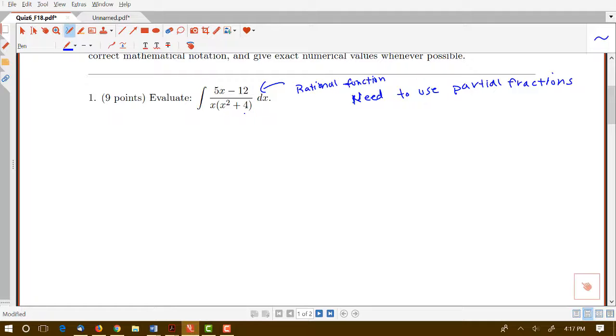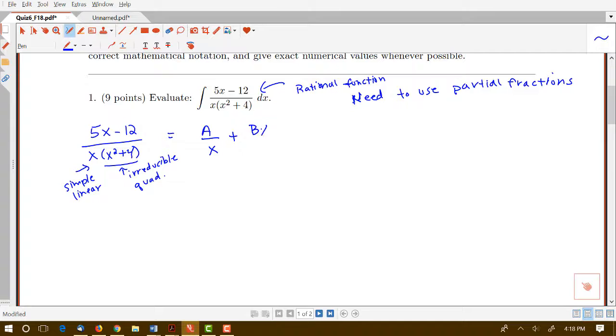What we want to do is take this integrand out here separately and say, okay, (5x - 12) over x times (x squared + 4), which has this simple linear factor x, and then this x squared + 4, which is an irreducible quadratic because we can't factor that anymore, will be equal to some A over x plus some (Bx + C) over (x squared + 4).